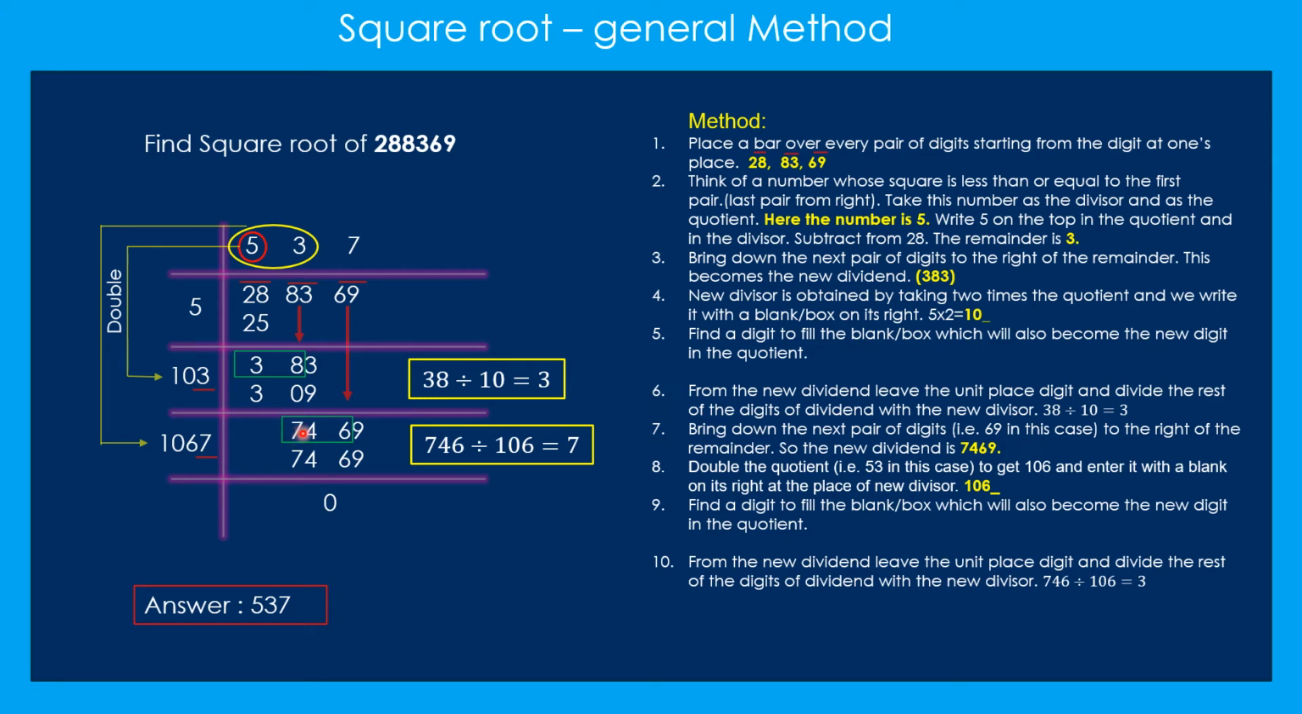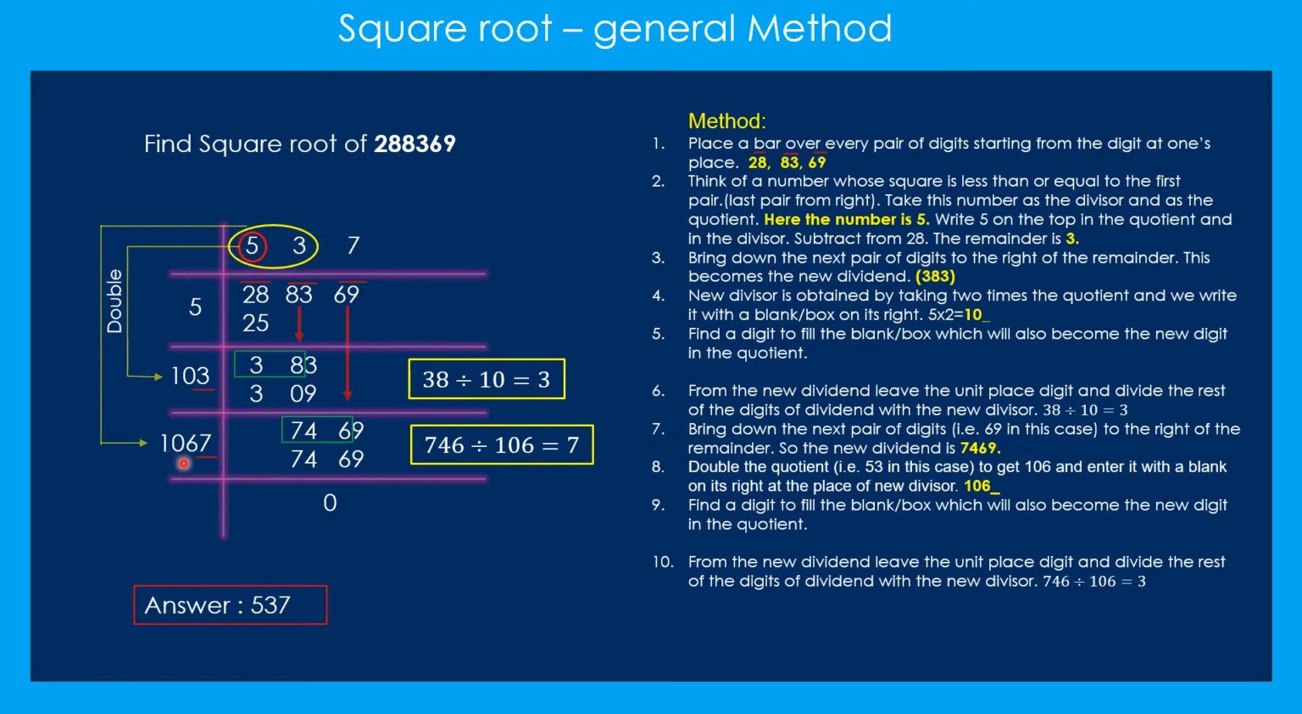So after you write the remainder 74, you have to bring down the next pair of numbers, 69. So now your new dividend is 7469. So you got the new dividend. Now you have to find the divisor for this dividend. This divisor is obtained by doubling the quotient. So here our quotient is 53. So when you double 53, you get 106.